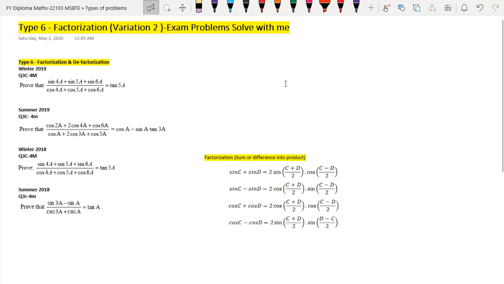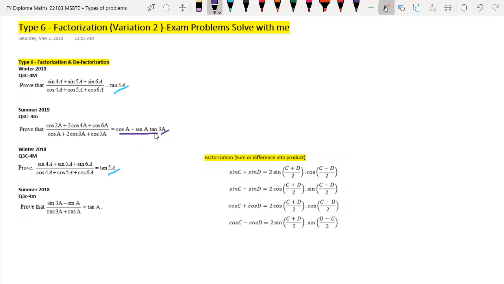Variation 2 is a problem related to factorization and defactorization. But if you see the right hand side of the equation, you'll always have just one trigonometric function. You'll not have multiple trigonometric functions. For example, the one that I've highlighted in blue on the right hand side is just one trig function. That's it. It's not an equation with other trig functions. Whereas this one that I'm highlighting with violet color over here has got multiple trig functions.